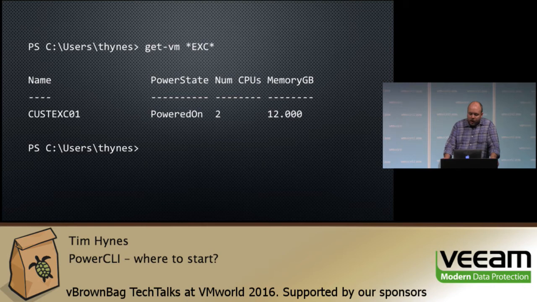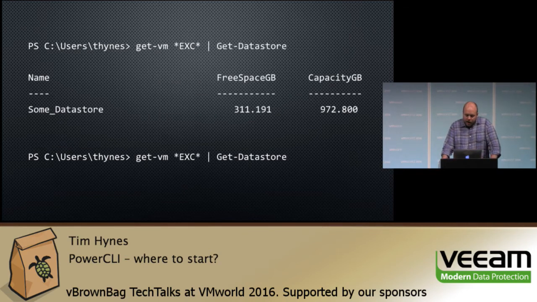We can also use wildcard searches with this. Here we've searched based on the exe tag, so we can see servers which just match that string. Here we're using the pipe command to get the datastores that are associated with that particular virtual machine. So we can use the information that we're gathering from one command to drive output for something else related to that server or the results.